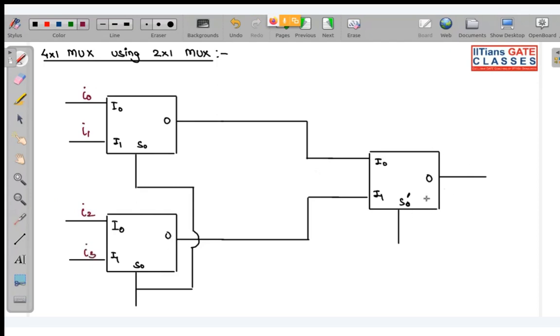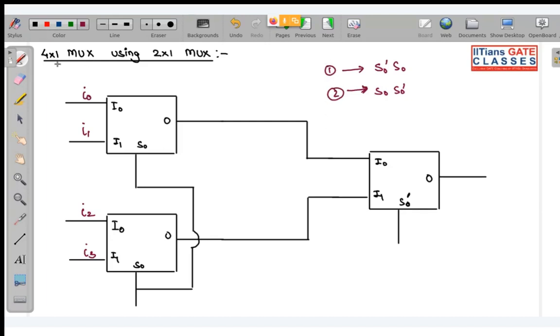Now you can see we have 4 inputs and 1 output. Can you tell me what will be the order of the selection lines, whether it will be S0 dash S0, or S0 S0 dash? Which will be the MSB and which will be the LSB? Option 1 or option 2, which is correct?